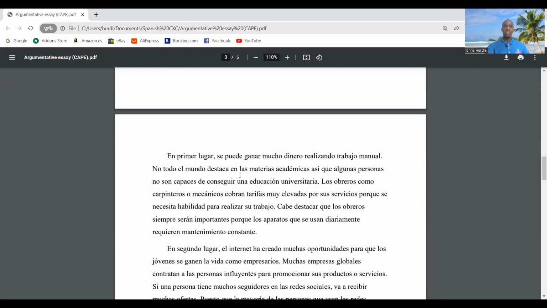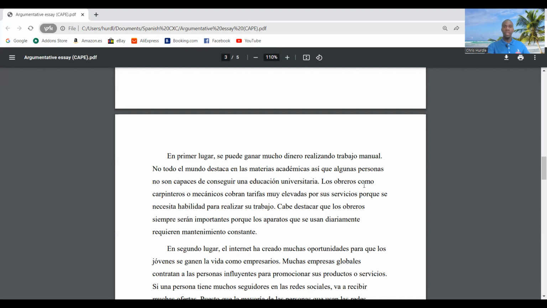No todo el mundo destaca en las materias académicas, así que algunas personas no son capaces de conseguir una educación universitaria. Not everyone excels in academic subjects, so some persons are not capable of obtaining a university degree.